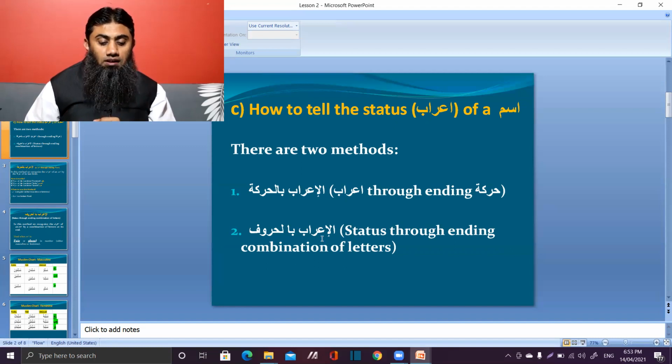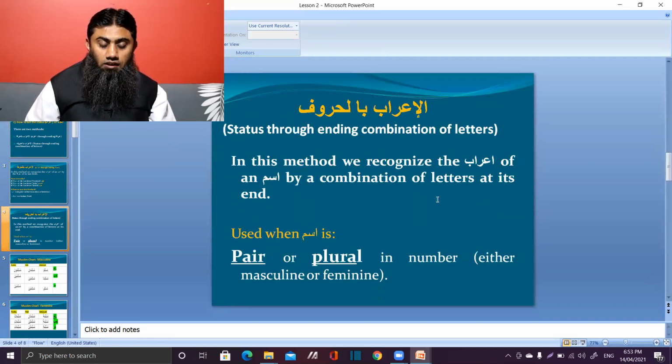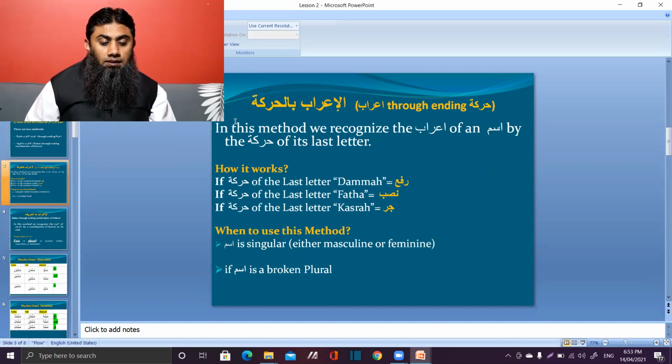Now, the second method is called al-i'rab bil huruf. In simple words, status through the ending combination of letters. So, in order to tell the i'rab, we have these two methods: i'rab through the ending haraka, or i'rab through the ending combination of letters. Let's look at them one by one. First of all, al-i'rab bil haraka.